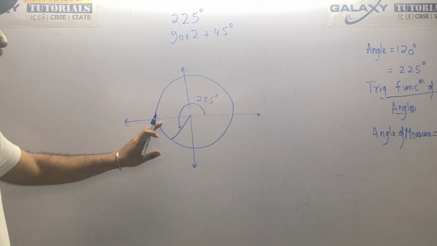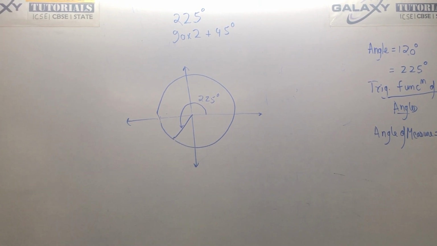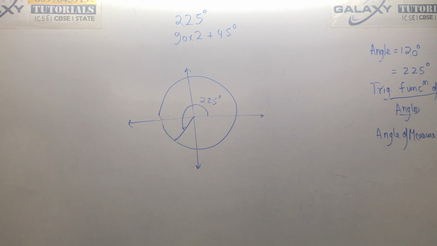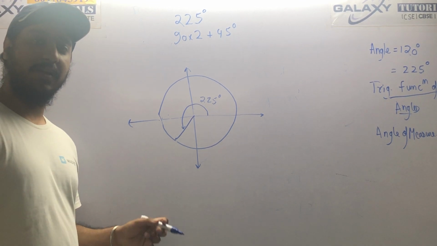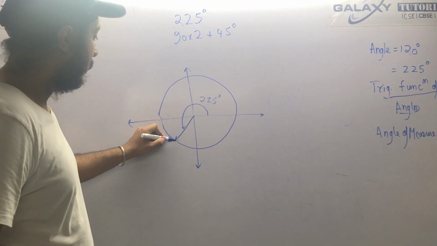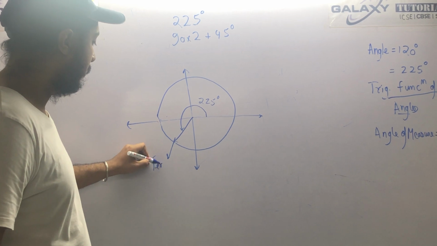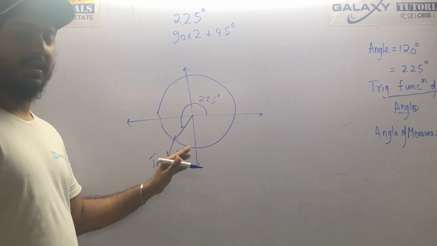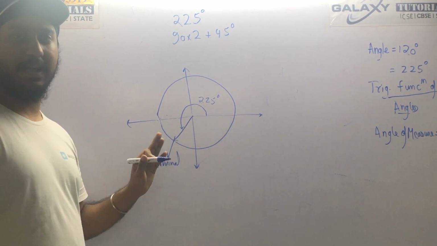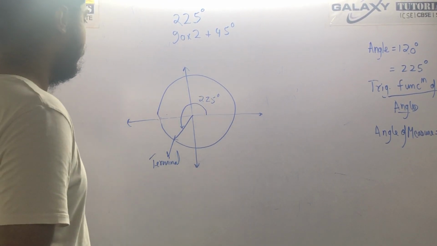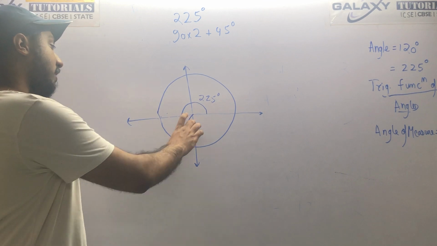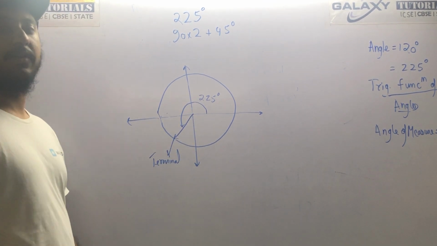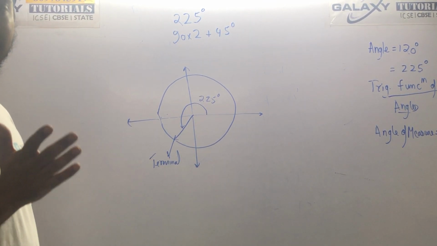Because you have to make a triangle with the reference angle. First, you have to find the reference angle. Where is the reference angle in between? Reference angle is in between terminal side. Terminal side is where the angle is ending. Initial side is from where the angle is starting. I am again repeating. This is a terminal side, and reference angle is between terminal side and the x-axis.